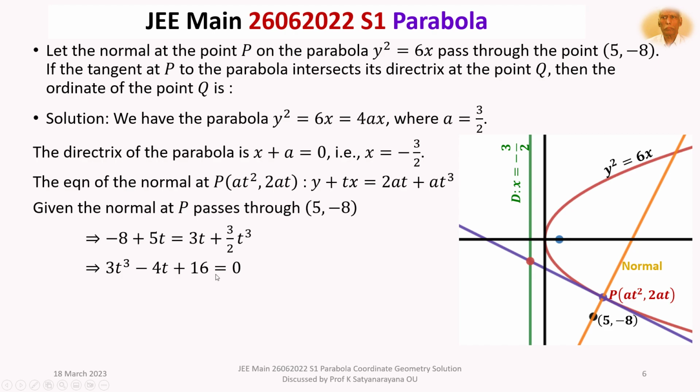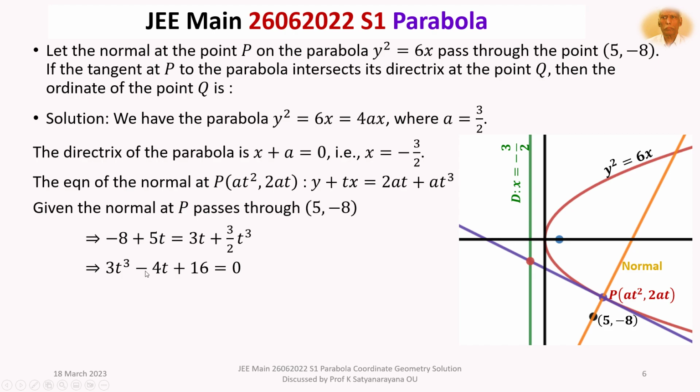What are the real roots of this cubic equation? We don't have methods that are prescribed for our study at the plus 2 level, so we go by trial and error. Now put t is equal to 0, then we get 16, the remainder is 16. So t is equal to 0 is not a root. t is equal to 1 is not a root. t is equal to 2 is not a root. Likewise, t is equal to minus 1 is not a root. If you substitute t is equal to minus 2, that is 3 into minus 2 whole cube, that is minus 24.